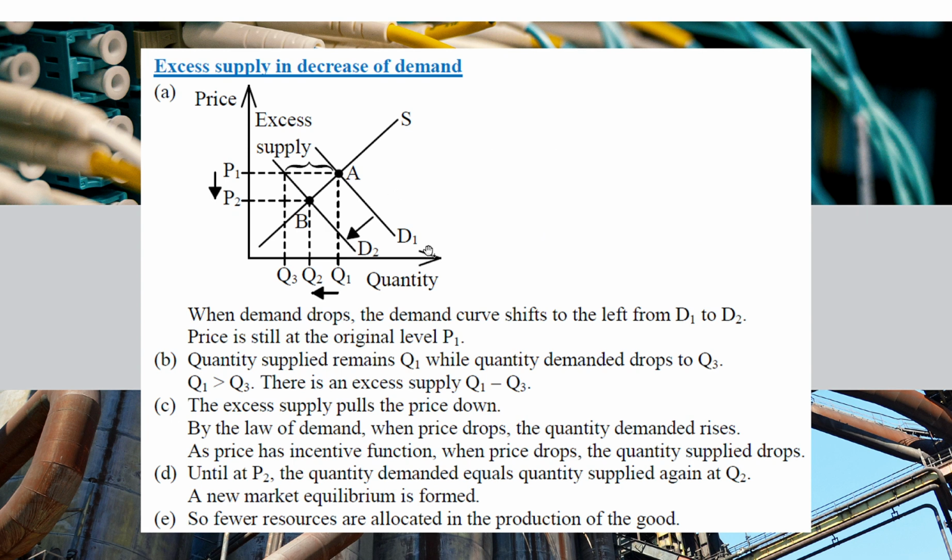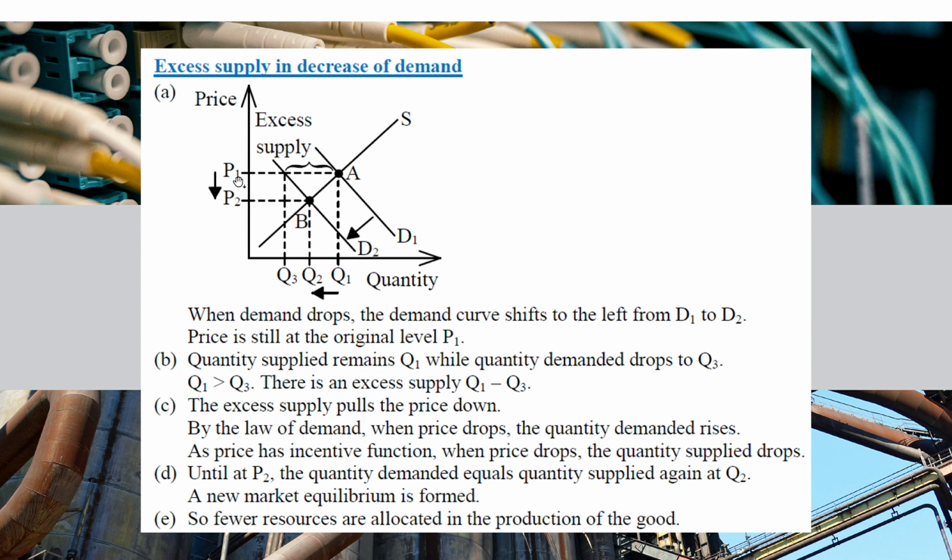When the demand decreases from D1 to D2, but the price is the same P1 as before, the quantity supplied is still Q1, but the quantity demanded drops quickly to D3. So there's an excess supply, and the excess supply pulls down the price from P1 to P2.